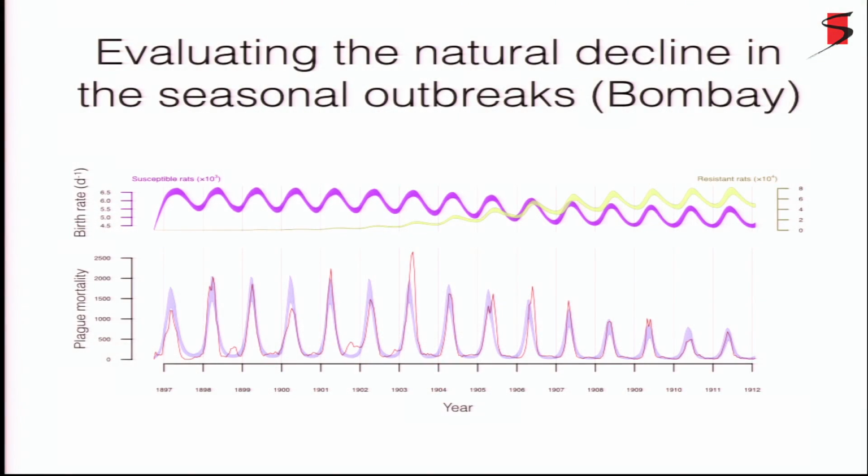What I show you above is the inferred evolution of resistance in rats compared to the susceptible rat population. It's evolving seasonally because we have a cost. I didn't mention that, but there has to be a cost, or else you can't explain why rats wouldn't just remain resistant to plague over time.